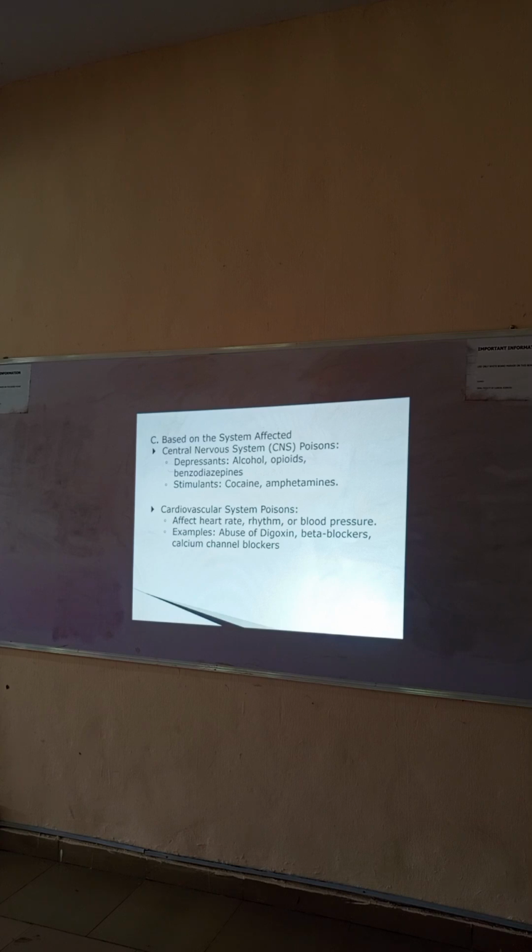Now, I want to talk about classification based on the systems they affect. They can affect the central nervous system. So, central nervous system poisons, and examples are depressants: alcohol, opioids, and benzodiazepines. Stimulants, we have cocaine and amphetamines. Then, the ones that affect the cardiovascular system, we have the ones that affect heart rate, rhythm, or blood pressure. Examples are overdose of digoxin, beta blockers, and calcium channel blockers.